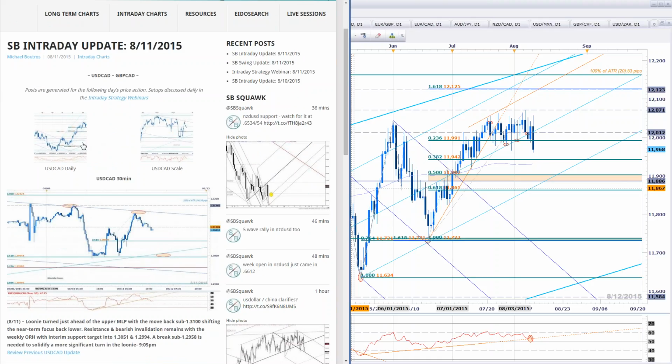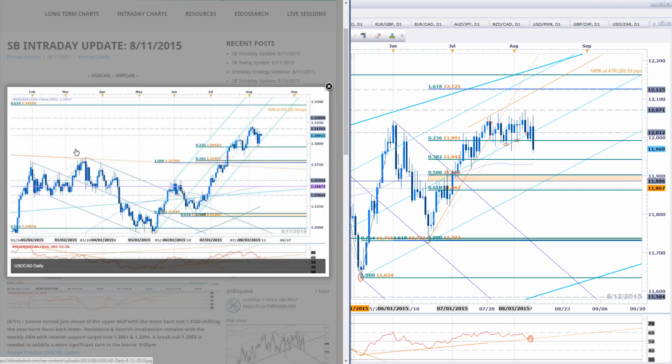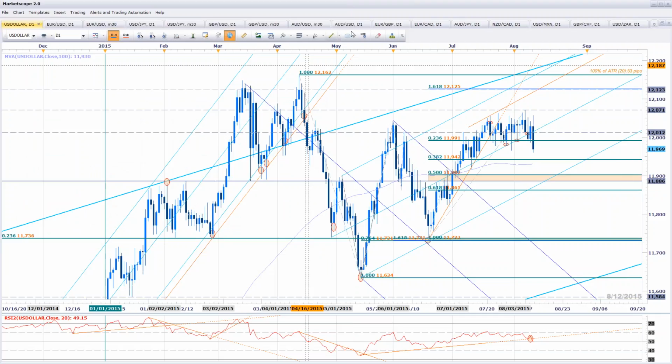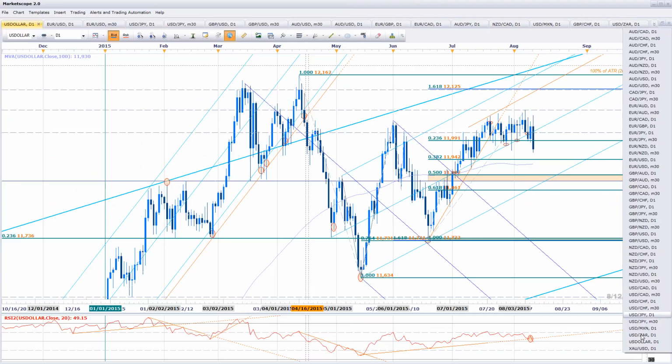Here's what dollar CAD looked like as we came into, this was pre-China release. So the rebound into support, into the lower median line parallel that we were talking about yesterday in the webinar did hold. Remember, 29.56 is still kind of the break that we want to see to validate the turn here. It's a basic 236 off the low and would necessitate a break of this lower median line parallel. Here's what dollar CAD looks like right now.